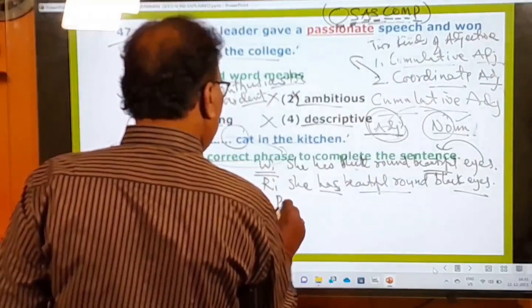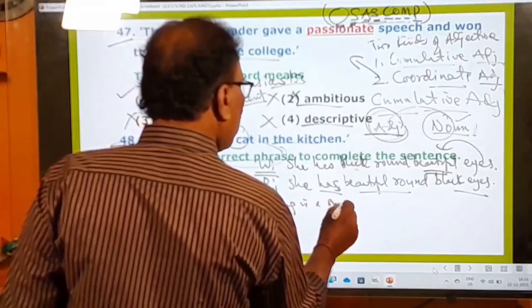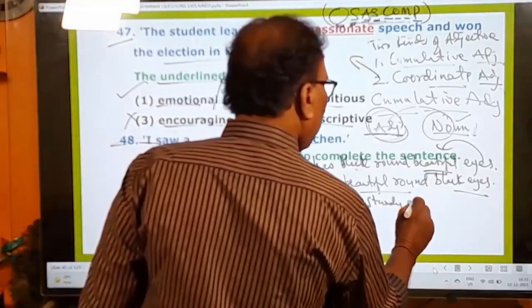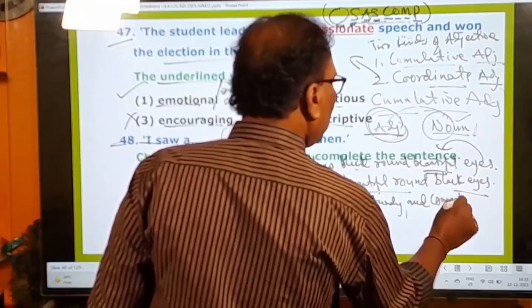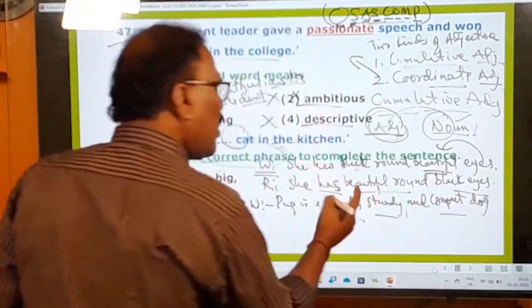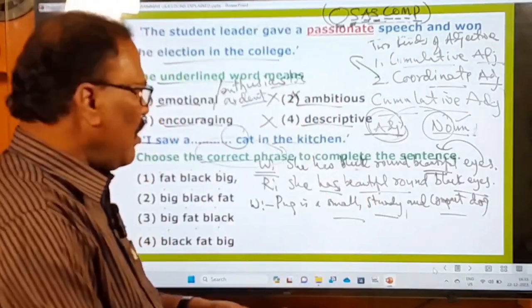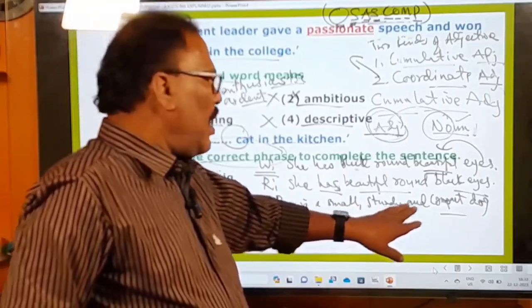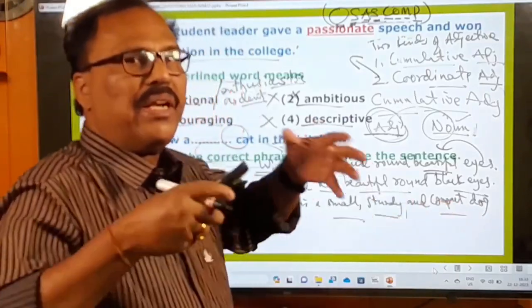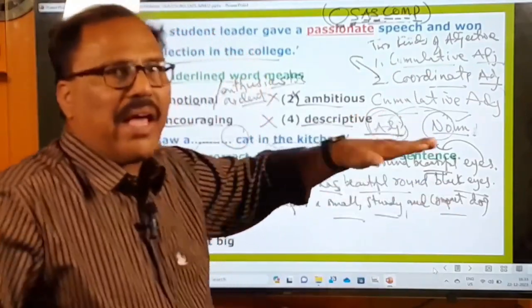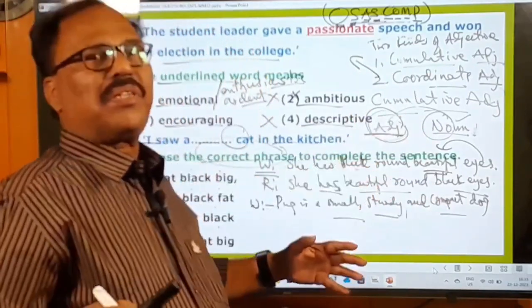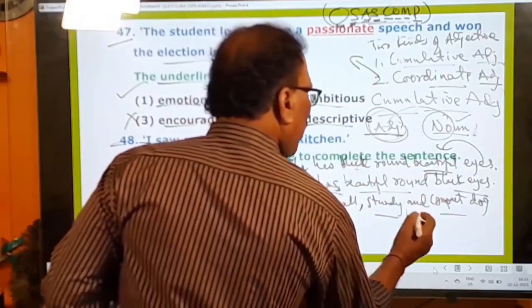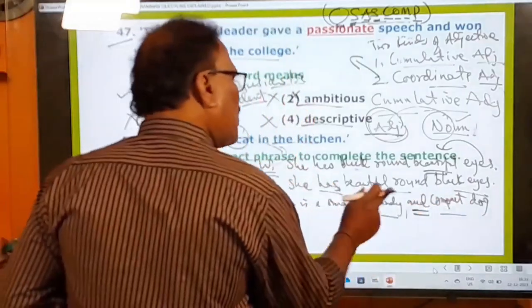Pug is a small, sturdy, and compact dog. Here all adjectives are of equal importance. Small is an opinion indicating adjective. Sturdy is also an opinion indicating adjective. And compact is also an opinion indicating adjective. So they are all of equal rank. They are equally important, and that's why you use only a comma after the first one, and before the last but one we have to use and. So pug is a small, sturdy, and compact dog.